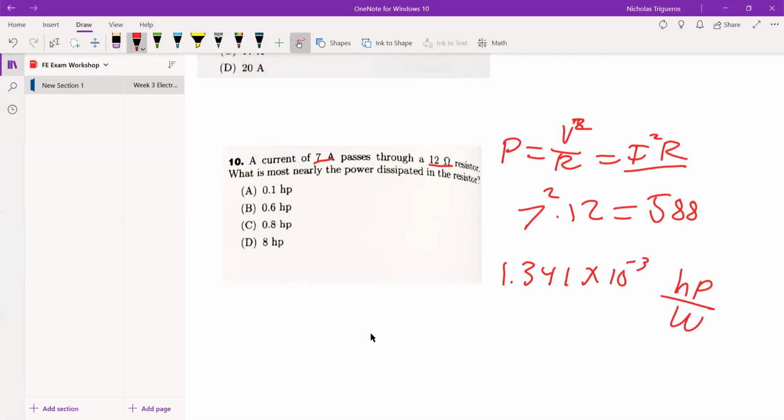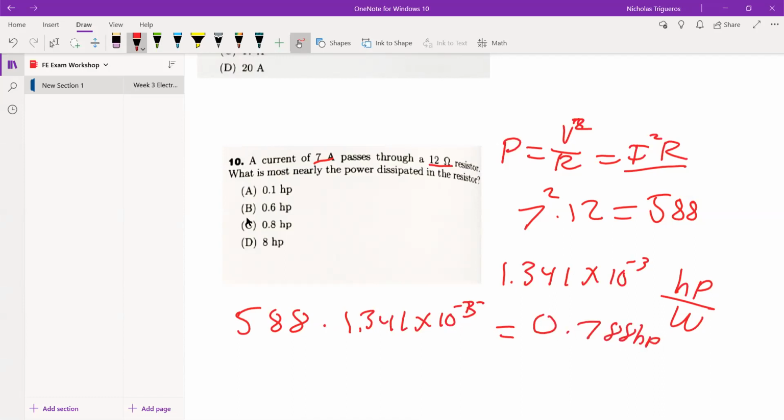So if we multiply 588 by this, our watts will cancel out. We'll just be left with horsepower, which gives us about 0.788 HP. Which one is that? This one's closer. Answer choice C is what we select. That is correct. Good job.